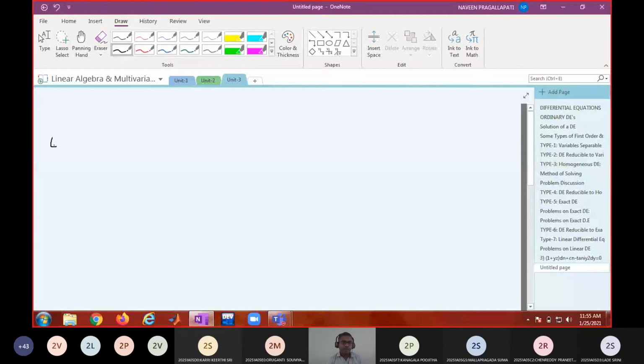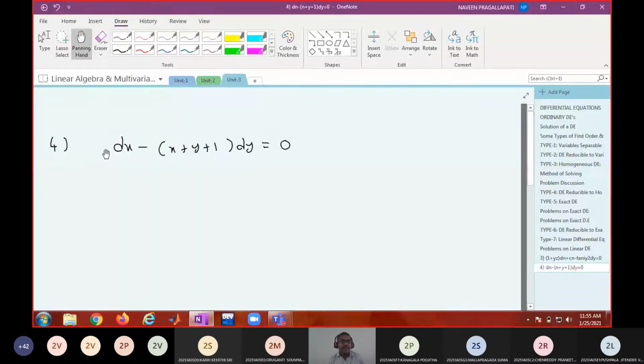Fourth problem, problem number 4. See this problem: dx minus x plus y plus 1 into dy equal to 0. At first glance, it is not giving us any idea about linearity in y or linearity in x, because both are having degree 1. Clearly it is not exact.